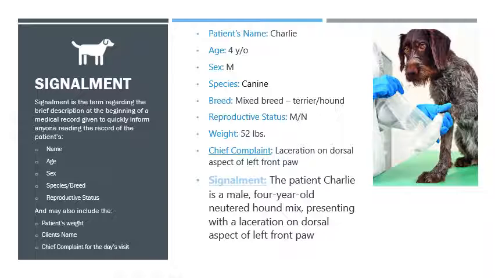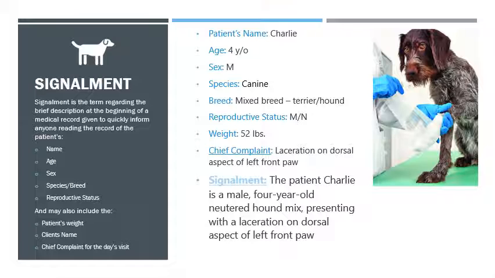Signalment is a key part to any veterinary medical record. Signalment is a term regarding the brief description at the beginning of a medical record given to quickly inform anyone reading the record of the patient's name, age, sex, species and breed if applicable, reproductive status, and may also include the patient's weight, the client's name, and the chief complaint for the day's visit.